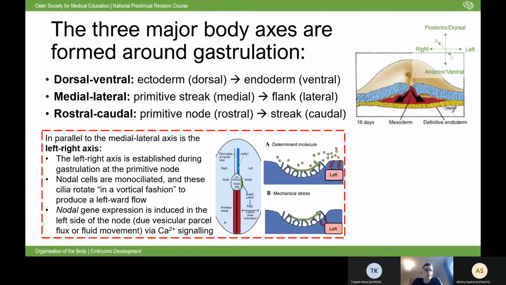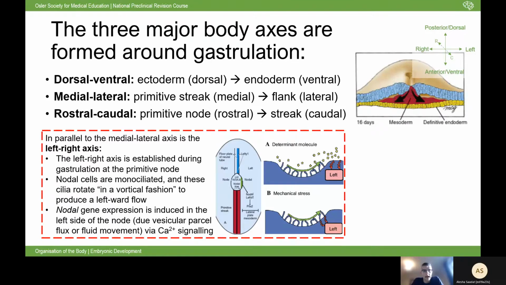So the dorsal ventral axis is kind of cutting through the sandwich, if you like. So you have the ectoderm, which is dorsal at the back, and the endoderm, which is ventral at the front. You have the medial lateral axis, which is from the primitive streak in the midline to the flanks, the lateral aspect. And then you also have the rostral caudal axis, which is created by this primitive node, which is an expansion of the primitive streak in the rostral area, the head area of the embryo, versus the streak, which extends caudally towards the tail, and that produces a difference and helps to map out where definitive structures are going to arise.